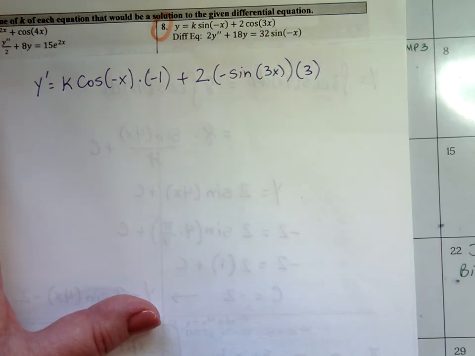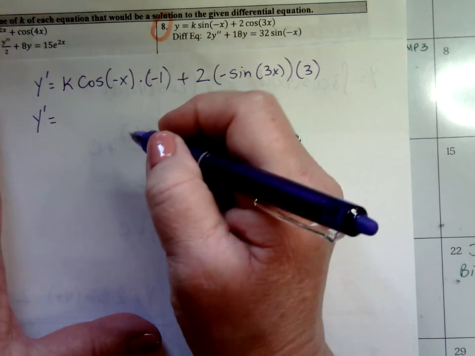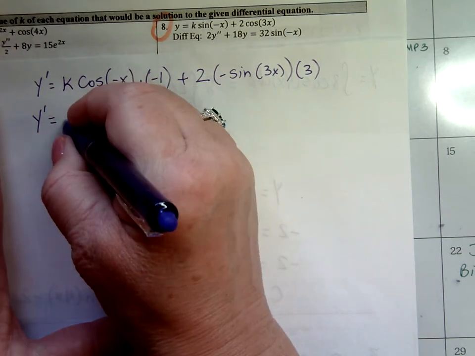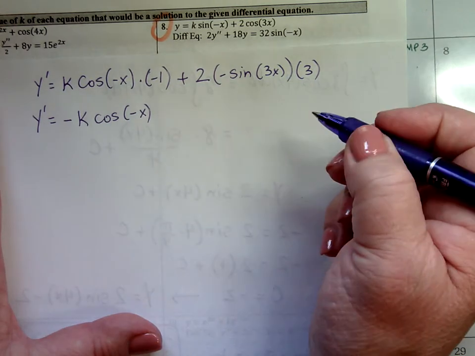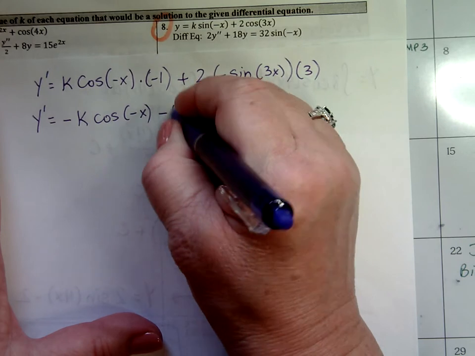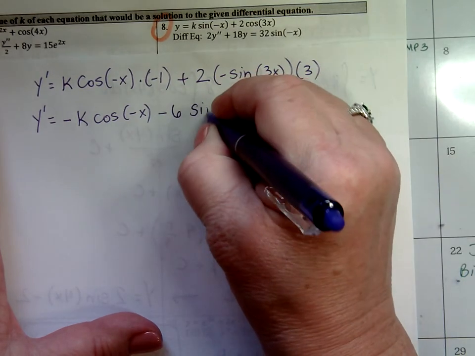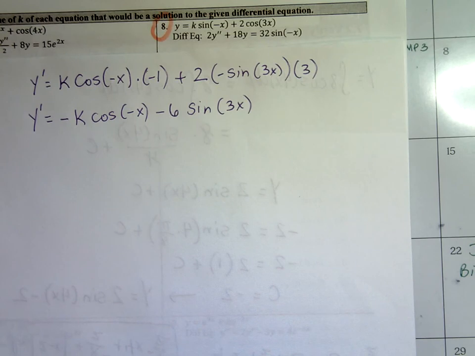And so put it together. So it's going to be a negative k cosine of negative x. I've got 2 times 3 is 6, but it's negative. Sine of 3x. So there's my first derivative, first take. I need to get to the second derivative so that I can plug it into the equation they gave me.